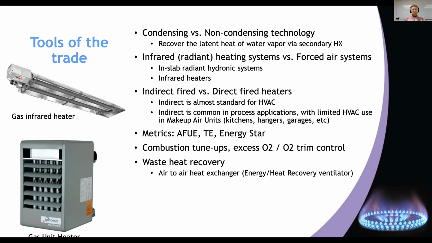Combustion tune-ups and excess O2 control, O2 trim control are things you can do to make a boiler burn more efficiently. You're not going to get an incredible improvement. Simply doing a combustion tune-up isn't going to get you 10 or 15% improvement. Realistically, it might get you 4 to 5% improvement. Well, optimistically 4 to 5% improvement. Realistically, maybe 2 to 3% improvement in terms of gas efficiency. So those are something that can be harder to push or harder to quantify.